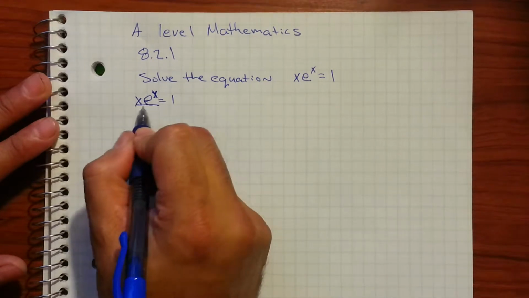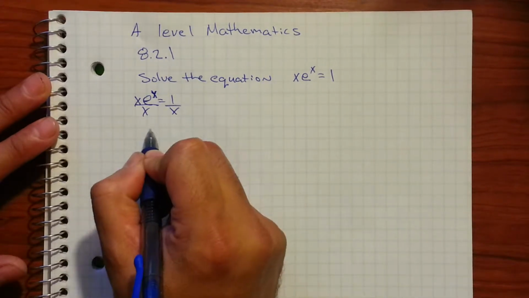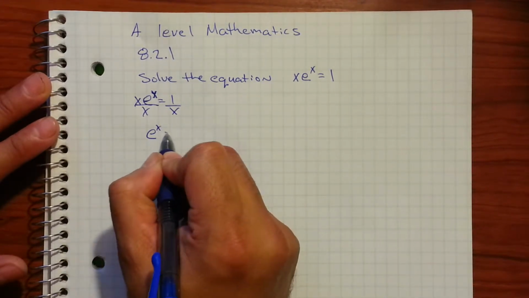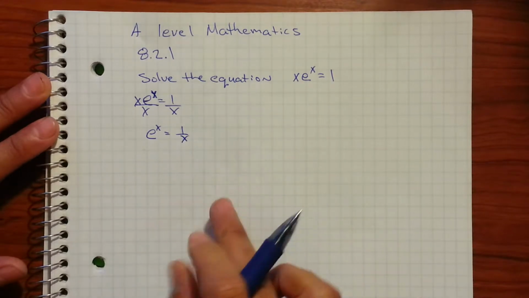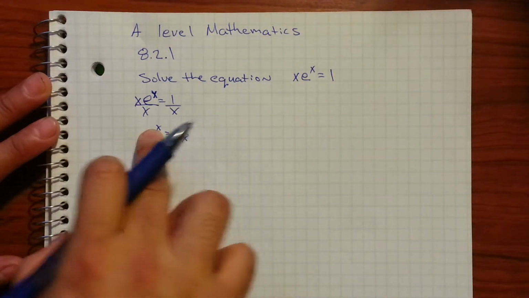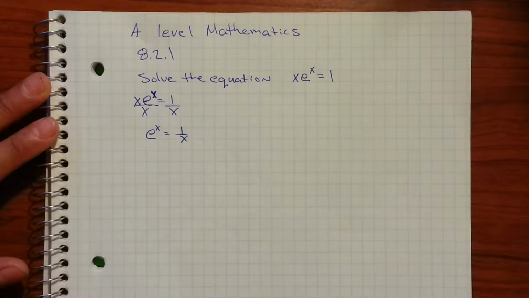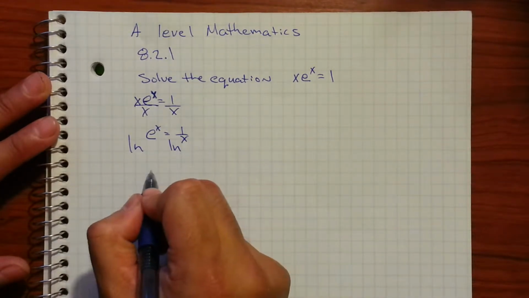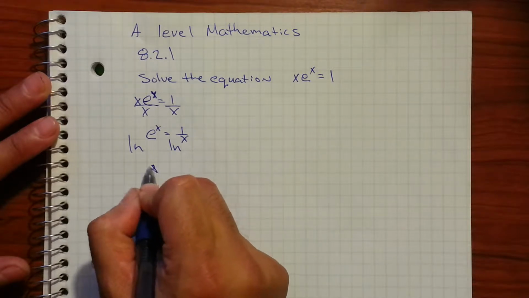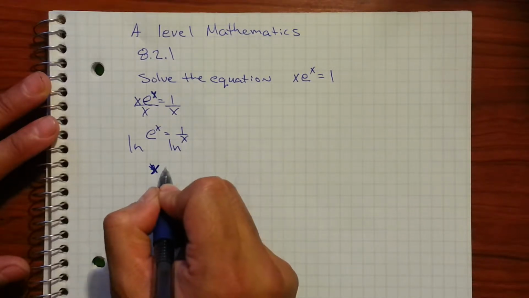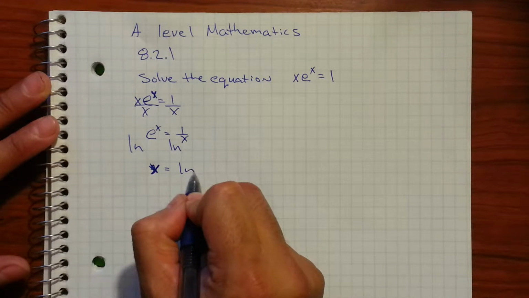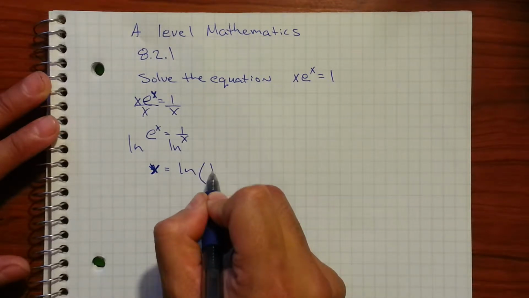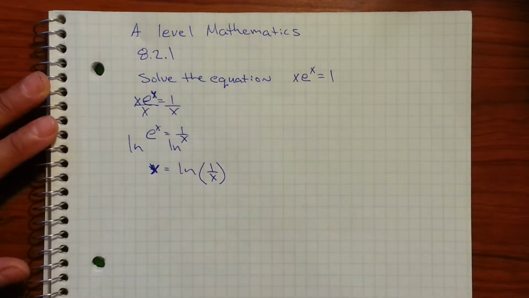So I'm going to take my x e to the x equals 1 and divide both sides by x. So I get e to the x equals 1 over x. Now I want to get that out of the exponent, so I'm going to ln both sides. So we get just x equals ln 1 over x.